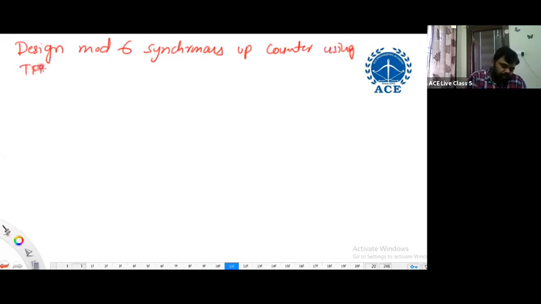Using toggle flip-flops. Now what is it here? Mod 6 synchronous up counter using toggle flip-flops.